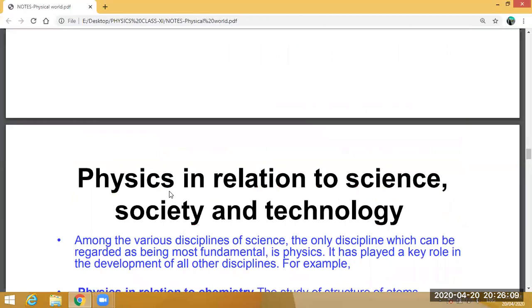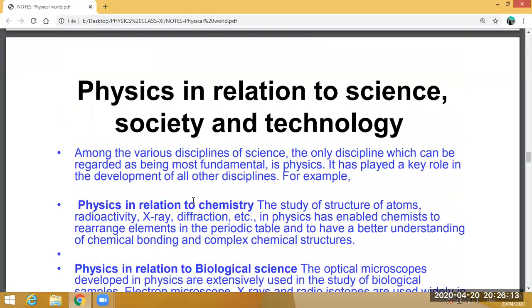Next one is the relation of physics to science, society, and technology. How physics is related to science, society, and technology. This is important.